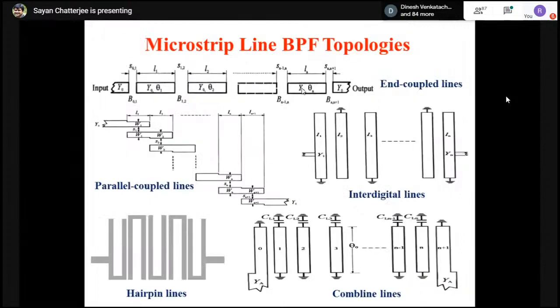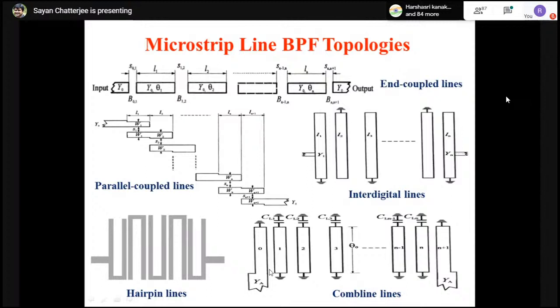We all know microstrip line bandpass filters are a very easy domain of designing filters, and there are certain very attractive domains of designs like N-coupled lines, where coupling basically provides you additional capacitances. There are certain parallel coupled filters, interdigital, hairpin, comb line, and the objectives are you have to have sharp roll-off, you have to have a small size. So these are always in our mind.